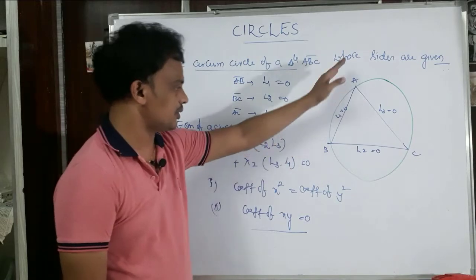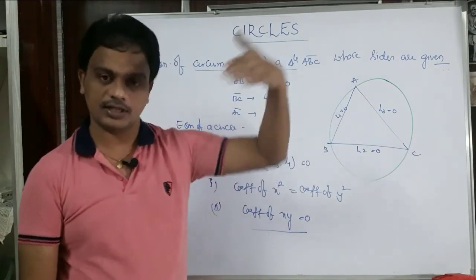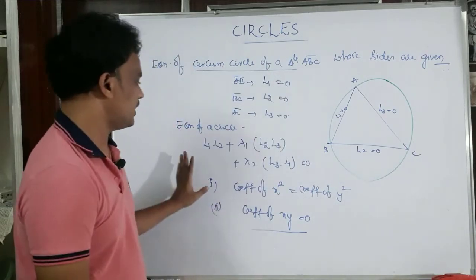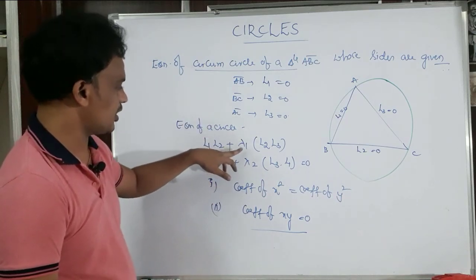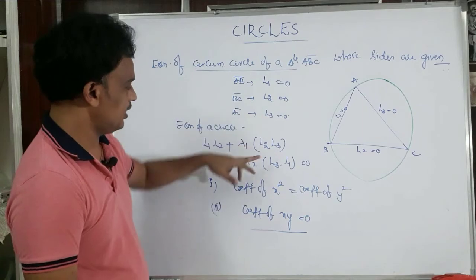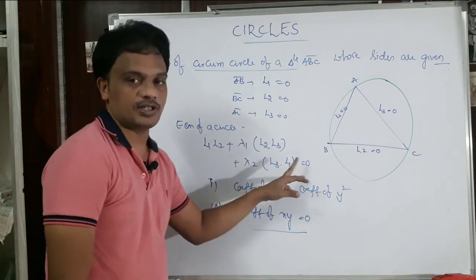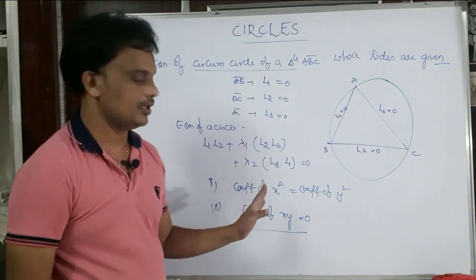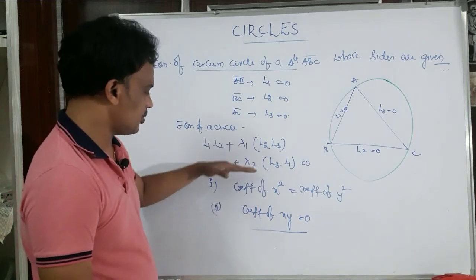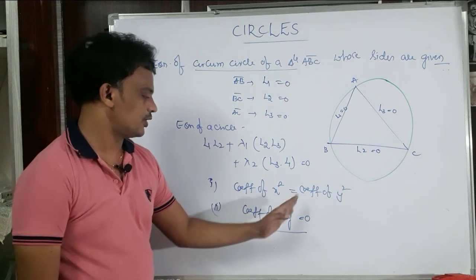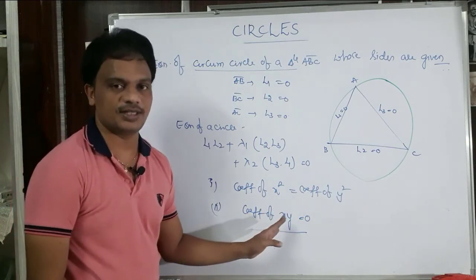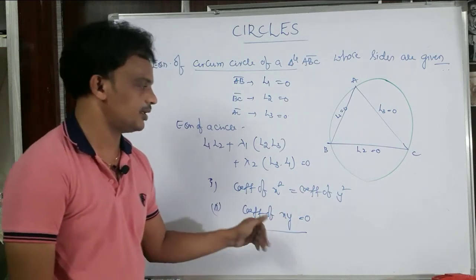So, without finding this from the vertices and without using the long method, this will be very easy. Right or not? So, L1 into L2 plus some constant into L2 into L3 plus another constant into L3 into L1 is equal to 0. We will get a second degree equation. To get those unknown variables, please use the conditions. Okay. So, the coefficient of x square is equal to the coefficient of y square and the coefficient of xy is equal to 0. Okay, students, come on, make a note.